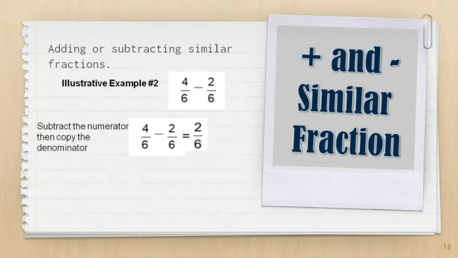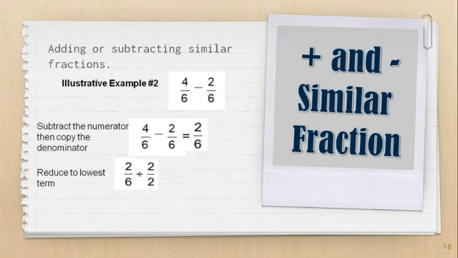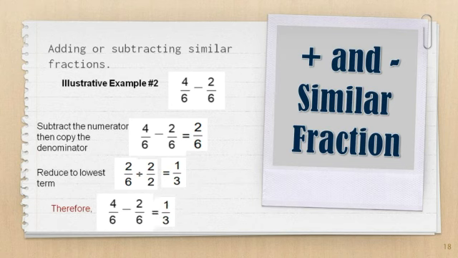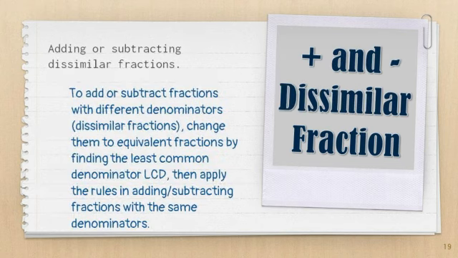But that's not yet the final answer. Bakit? We can still reduce 2/6 in lowest term. Pwede pa natin siyang i-divide sa 2. Tama? Pareho. 2 divided by 2, that's 1. Over 6 divided by 2, that's 3. So, ibig sabihin, we have 1/3. Therefore, 4/6 minus 2/6 is equal to 1/3.